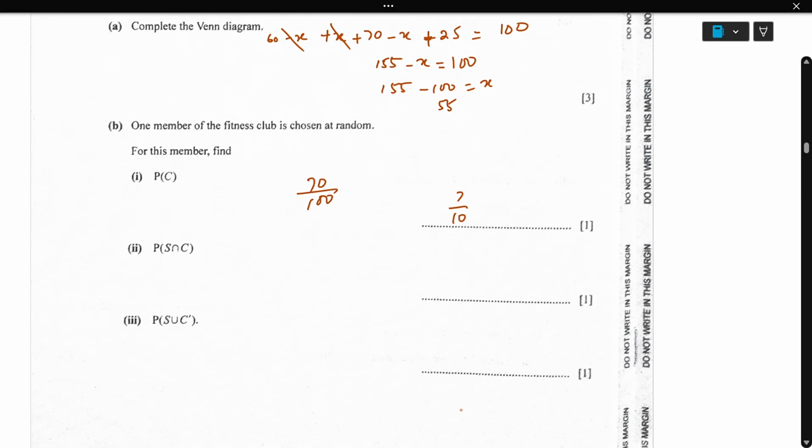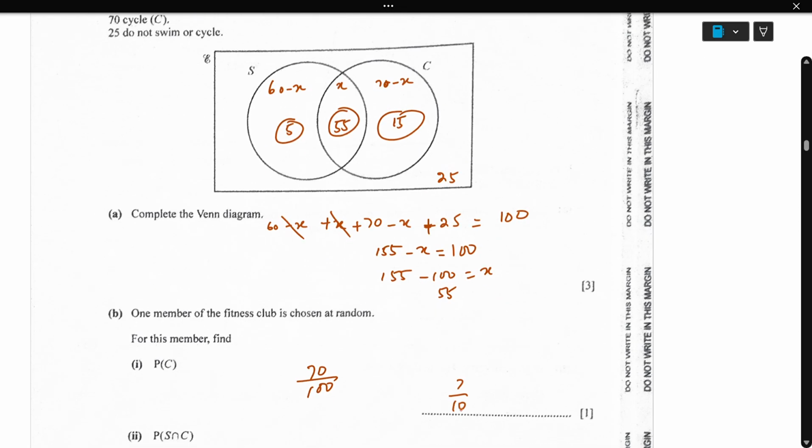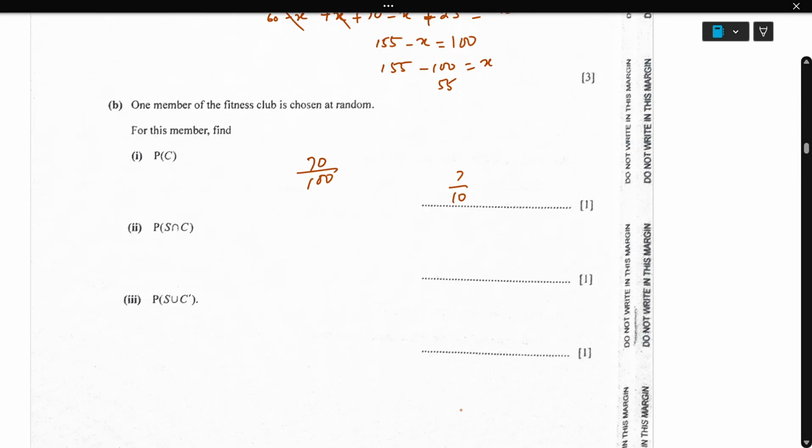Next, S intersection C. So the common area is 55. So 55 over 100. The probability is out of 100, there are 55 for both. So 55 over 100. We can go for 11 by 20 for simplification, or we can leave the answer as 55 over 100. We simplify by the 5 times table.